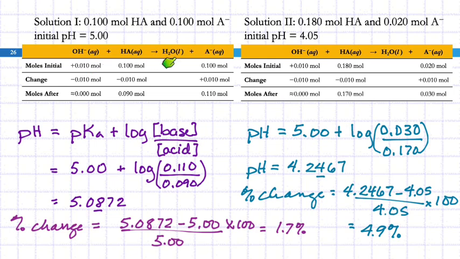So this buffer, where the starting amounts of acid and conjugate base are equal, when we add something to it, the percent change in the pH is less than in the other solution where we have unequal amounts. And you could say, well, 1.7, 4.9, what's the big deal? Well, 4.9 is almost 3 times as much as 1.7. And because the pH is a logarithmic scale, a difference of that much is a significant difference in concentration of hydronium ion. Any questions?